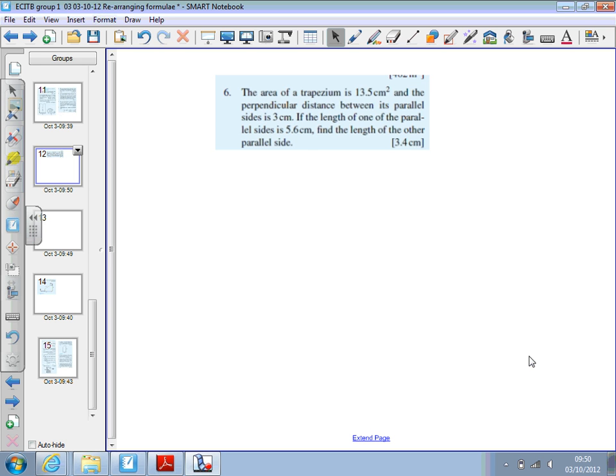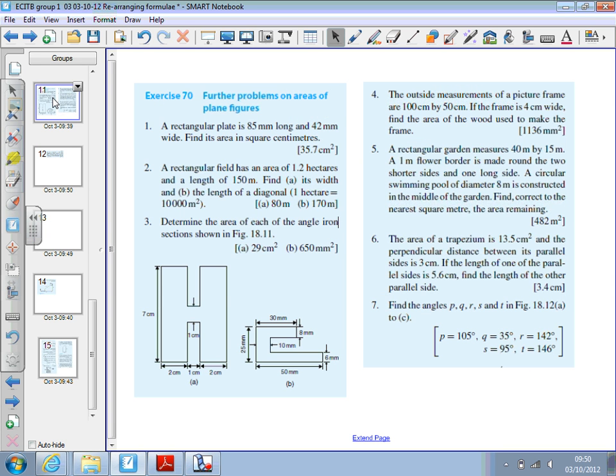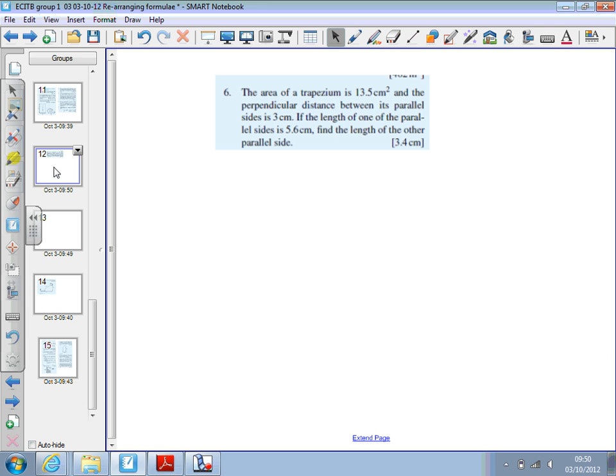So this is exercise 70, question number 6. Well, how might we go about doing this question? What's to help us with it? What might you be tempted to do first off? I know what I would do. I would draw it, yeah.